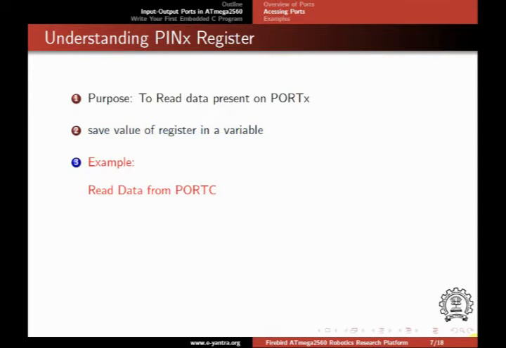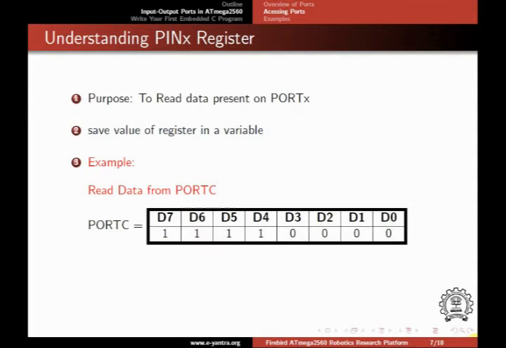Let us consider an example. We need to read the data from port C register. Suppose port C has following bit pattern. So the steps would be to define a variable. Here we are calling it as x. Then we perform x is equals to PINC. So the value of register port C will be stored in a variable x. In this case, the value in x would be 0xF0. So you can read any value stored in the register using PIN register.